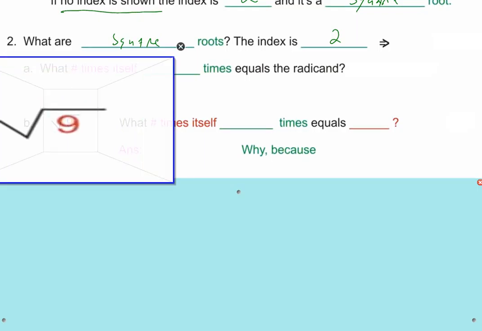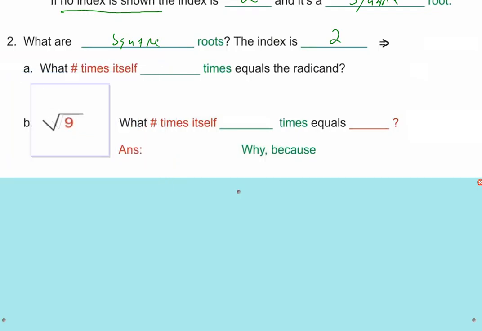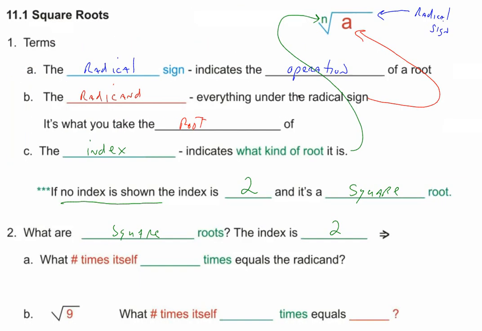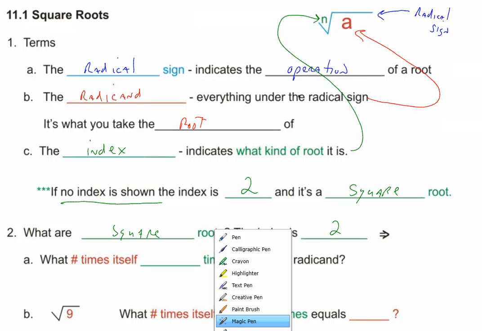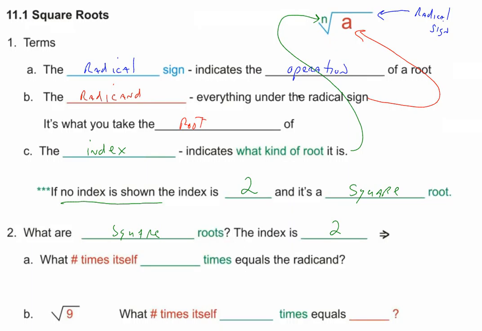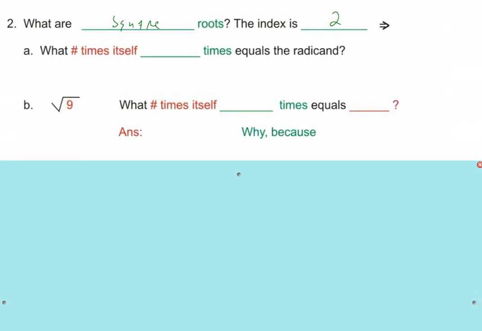There we go. You know, when you look at this, is there any index shown? Is there something in the crevice? No. And again, you're supposed to know that the index is a 2, and this is indeed a square root. So this is a square root. The index is 2. So the index is 2.